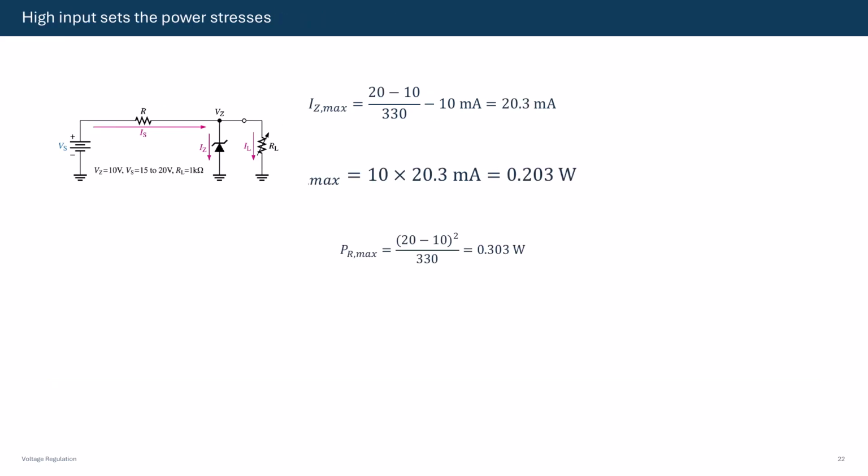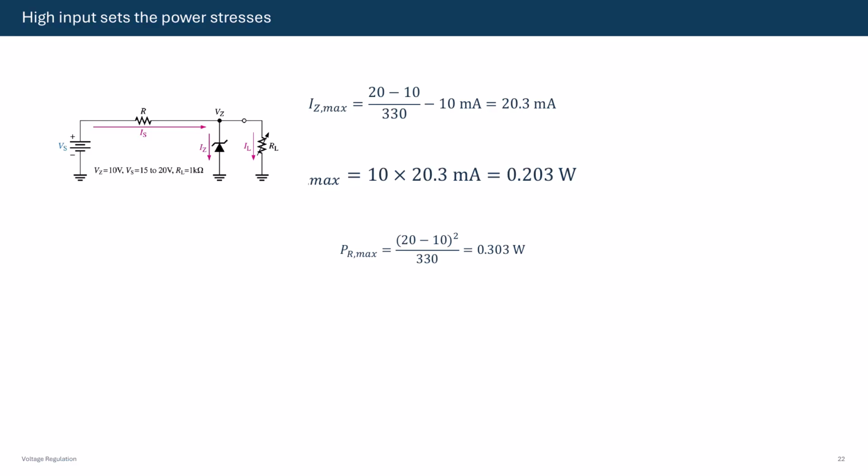At 20 volts input, the series current rises. With the 10 mA load still connected, the Zener current is about 20.3 mA. Zener power is 0.203 watt. Resistor power is about 0.303 watt.